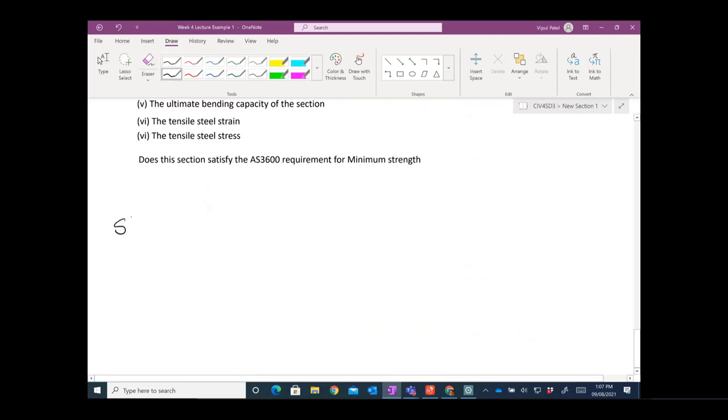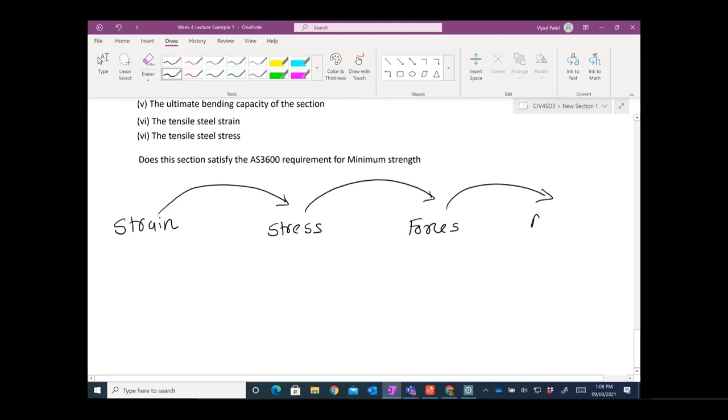So what is the strategy here? We will have a strain first, either in the concrete or steel. From the strain, you will get the stress. From the stress, you will calculate the forces, and then you will calculate the moment. Right? That is the analysis procedure we follow.